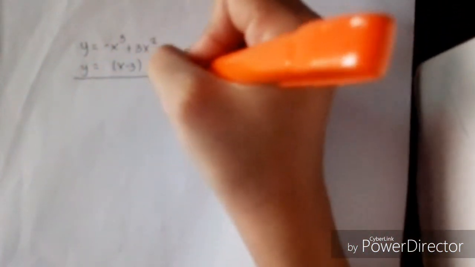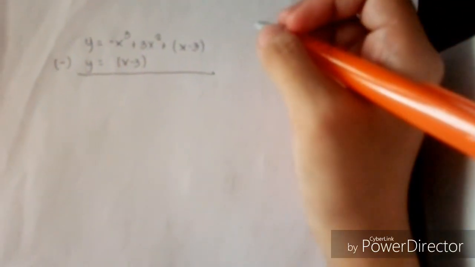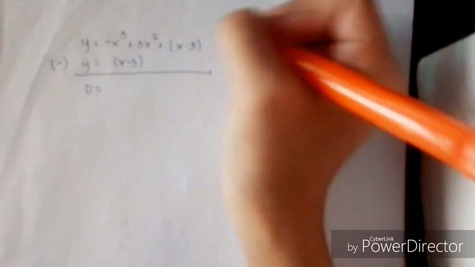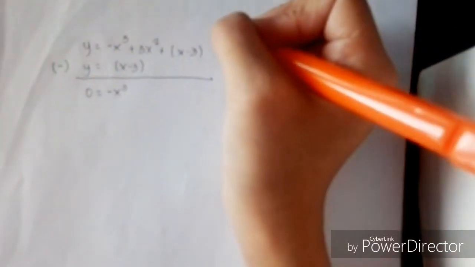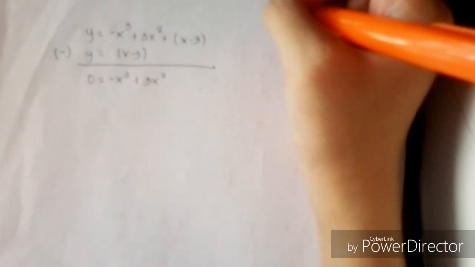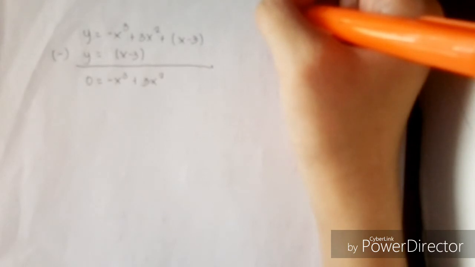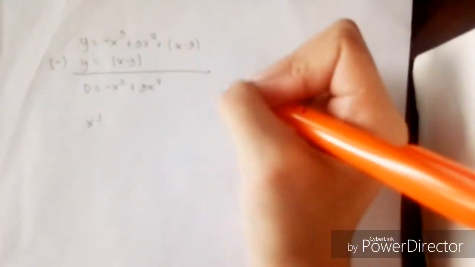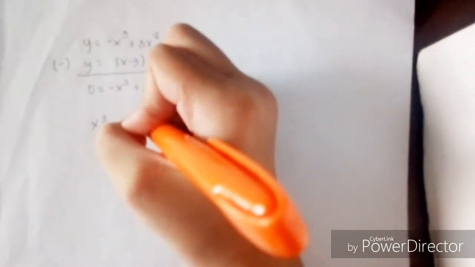In order to get rid of what we need to eliminate, in the solution we will eliminate the y. We will use the subtraction. The answer will be 0 equals negative x to the third power plus 3x to the second power. After arranging the right side of the equation, the answer will be x to the third power plus 3x to the second power equals 0.